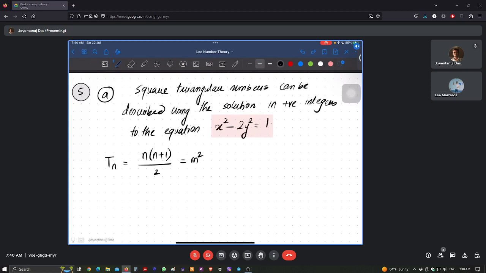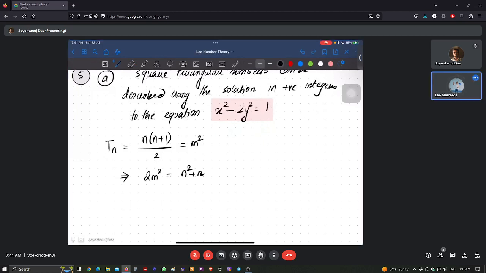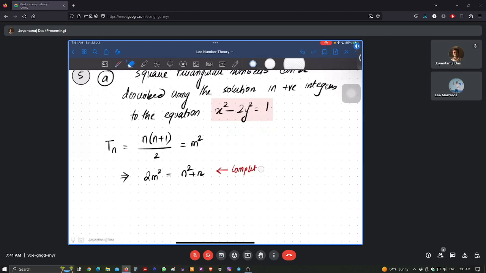So what we can do is like this. From here, what I get is 2n square equals n square plus n, right? Okay. But if I want to complete this into a square, so completing the square, right?